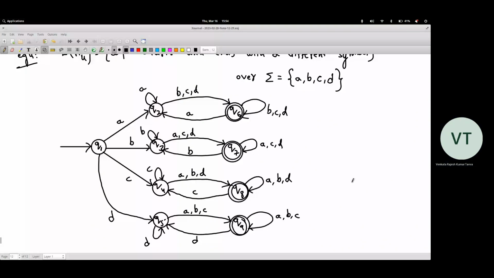That's all. Okay. So if it starts with A, it should end with either B, C, D, and as long as it keeps getting B, C, D, it will remain in the final state. If it gets an A, it assumes that the string is not over yet because it believes that it is getting only valid strings. So if it gets an A, it comes back to Q2 and waits for B, C, D. One of these symbols comes, it goes to the final state. That's all. Same with every other branch.